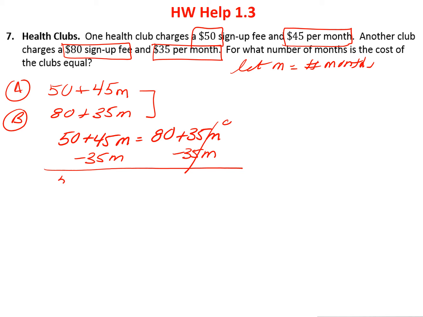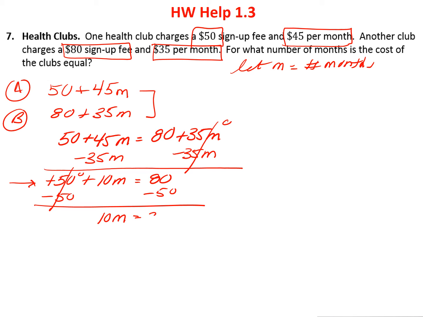So now simplify that. We have 50 plus 45 minus 35, which is 10m, equals 80. And now we're back to our two-step equation. So we're going to undo first the plus 50. So subtract 50 from both sides. Subtraction property. That's 0. So I have 10m equals 30.